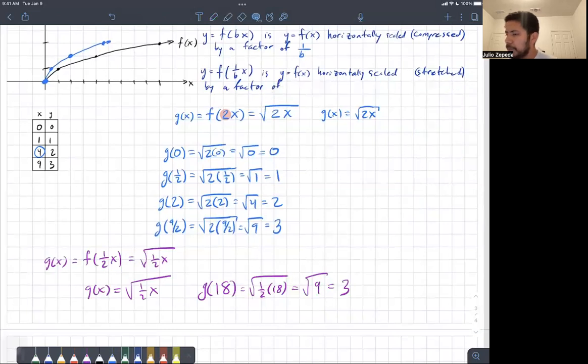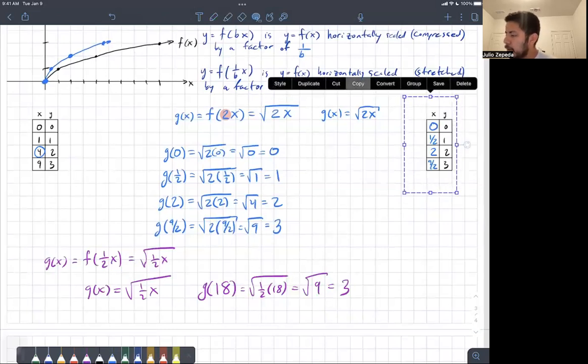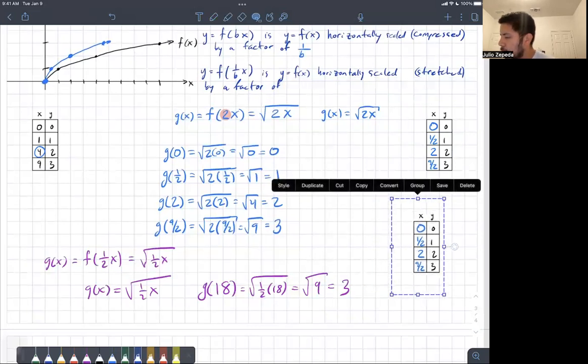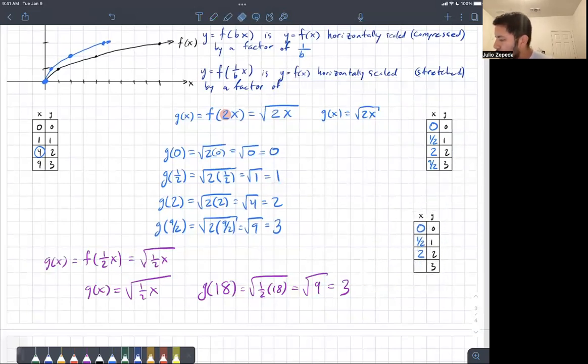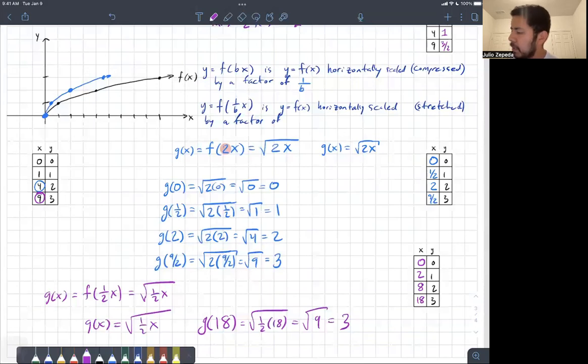So for the output value of 3, the input that we actually need to plug in is 18. That is twice 9. And this is going to work similarly here for the rest of these points. And so what we're going to get is a graph that looks like this: (0, 0), (2, 1), (8, 2), and then (18, 3).